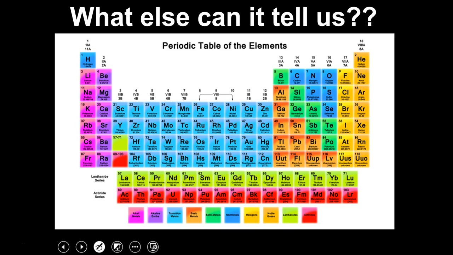So what else can it tell us? This is what we've gone over so far. We've gone over alkali, alkaline, transition, just not too exciting metals. We didn't really talk about them. We talked about metalloids, aka semimetals. We talked about nonmetals, halogens, noble gases, the actinides, and the lanthanides. So we've covered all of that, and we've talked about group numbers and period numbers. Can this periodic table tell us anything else?